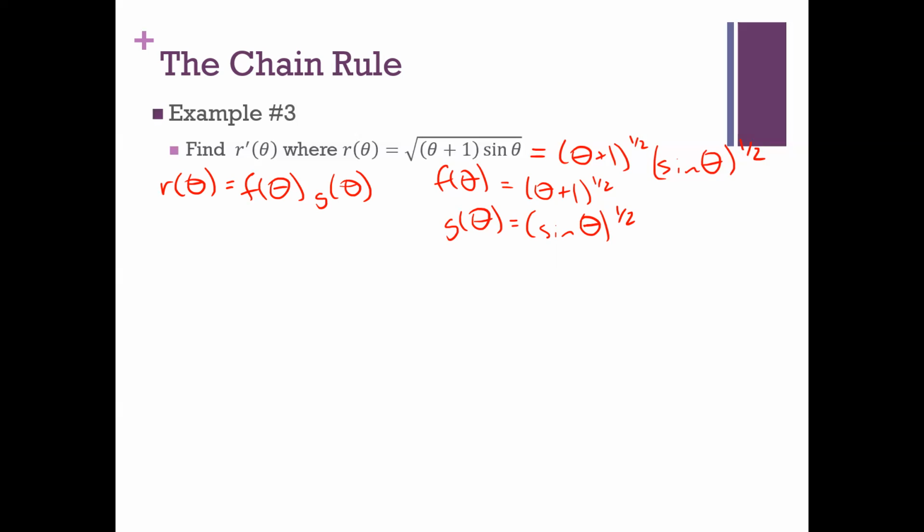What's my input to f? What's the first thing that happens to theta? Okay, then I have theta plus 1, right? What do I do with that? Or what happens to it then? To the power of 1/2, right? You see how you have links in a chain there?